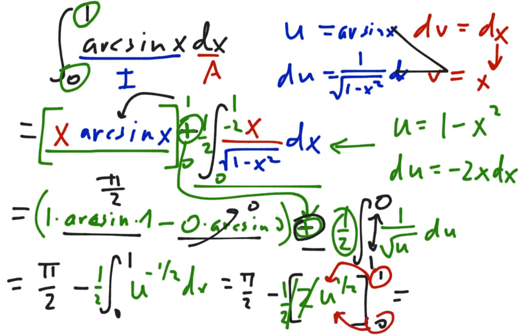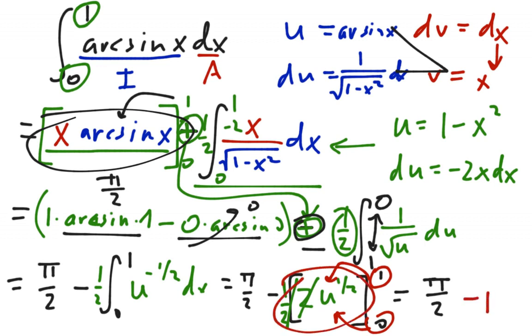And so our answer will be pi over 2 from the original x arc sine of x term, and then a minus 1 from the integral of the v du. And so this is our final answer.